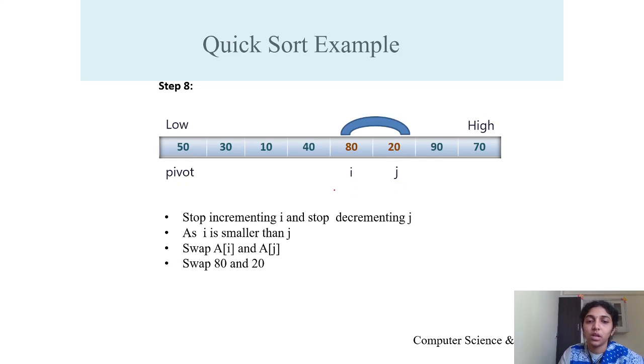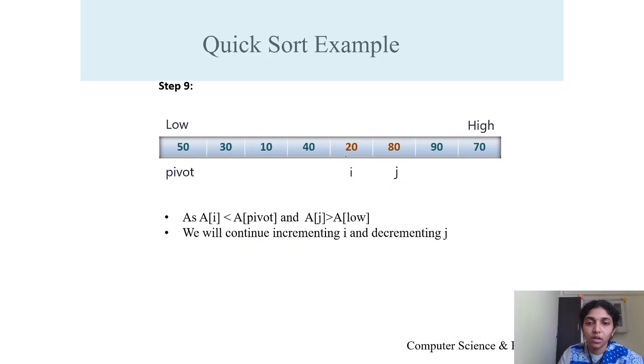Now what do you have to do? After stopping decrementing j and stopping incrementing i, now you check the position of i and j. So i is smaller than j. Yes, i is smaller than j. Then you have to swap A[i] with A[j]. So now 20 will come here and 80 will go here. Right, that is, swap 20 with 80. Okay, now 20 is here and 80 is here.